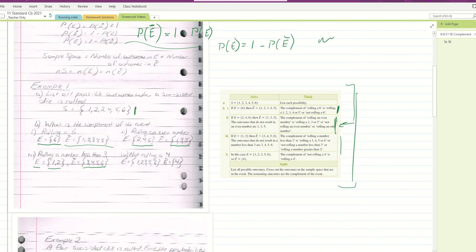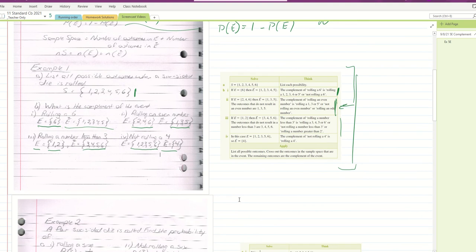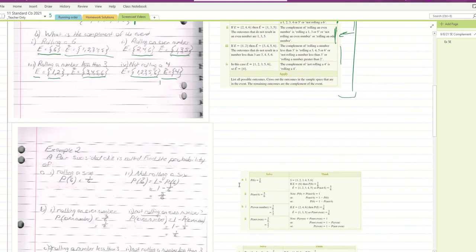Finally, we're being asked for the complement of the event not rolling a 4. So not rolling a 4, this is a bit trickier. The event is not rolling a 4. So the event's rolling a 1, a 2, a 3, a 5, or a 6. So the complement of not rolling a 4 is rolling a 4. And the sample space of our complement of not rolling a 4 is simply 4.